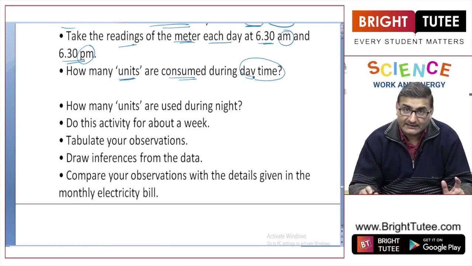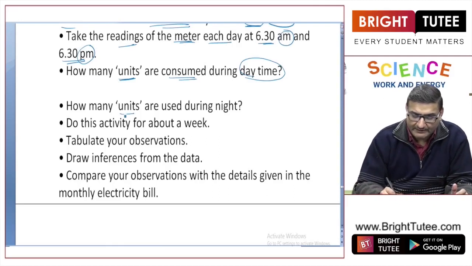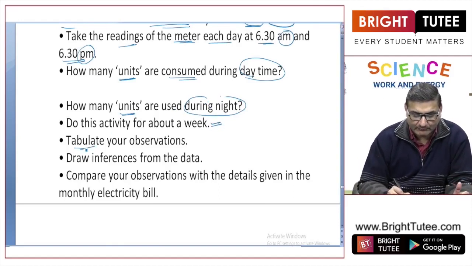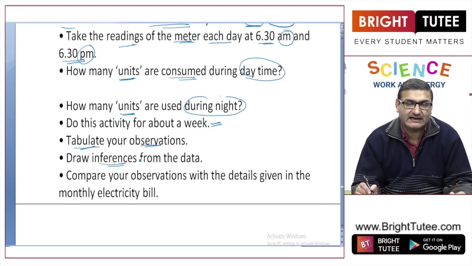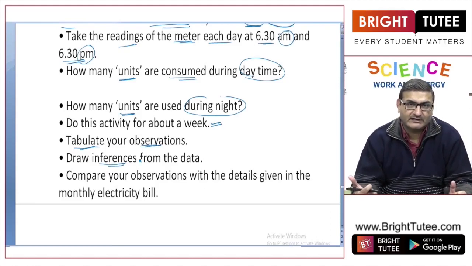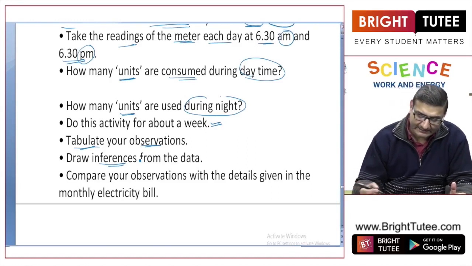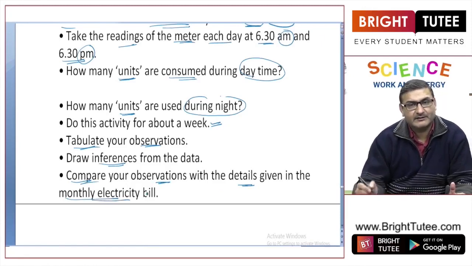And if you take the reading in the morning as well as in the evening at the same time, 6:30 to 6:30, then after evening, if you take the reading the next morning, you will see how many units are consumed during night time. You can do this activity for about a week. Just tabulate your observations and try to infer from the data what exactly is your weekly average normal consumption of electrical energy. And when the electricity bill comes to your house, you can compare your observations with the details given in the monthly electricity bill.